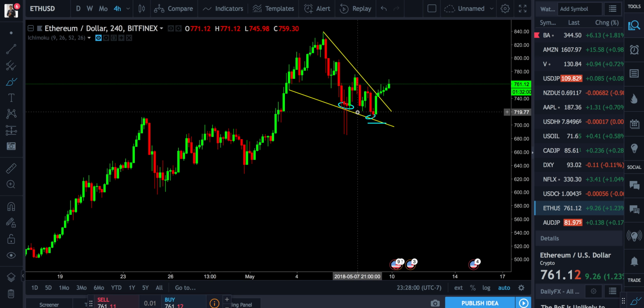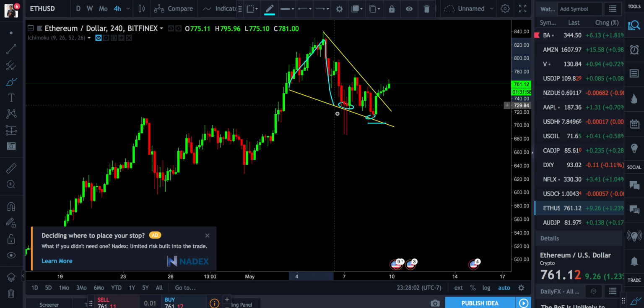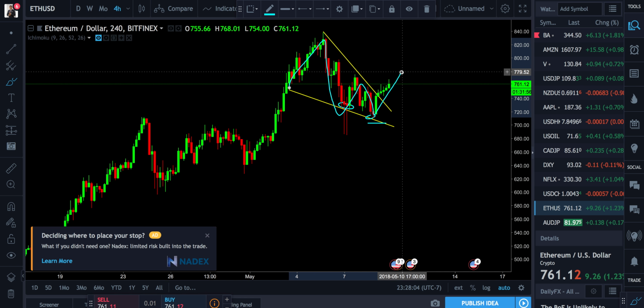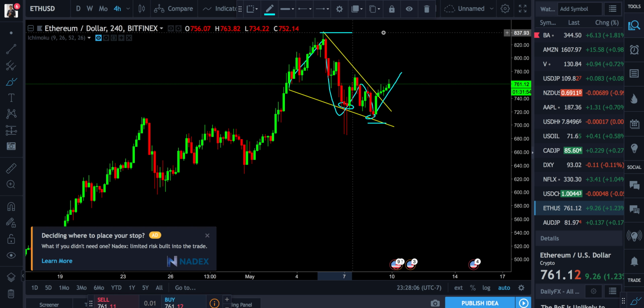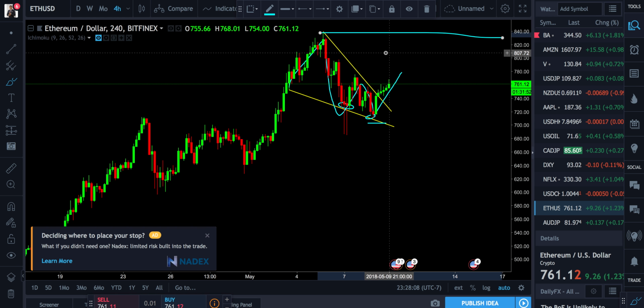So if you're looking at ETH/USD, see price is just trading inside this wedge right here, it comes down, then breaks. I'd be looking to take ETH/USD to 837 as my first take profit.